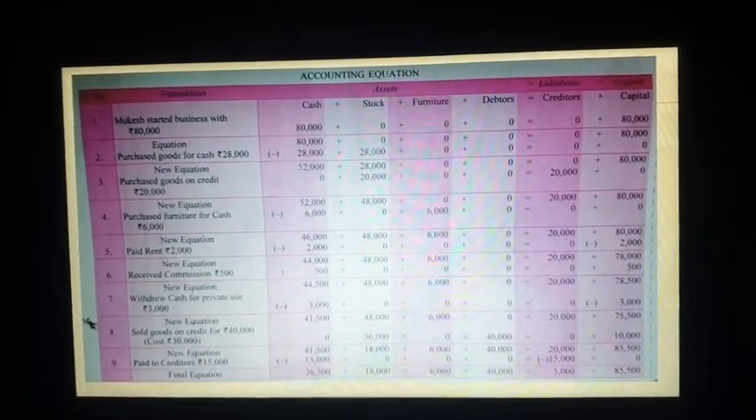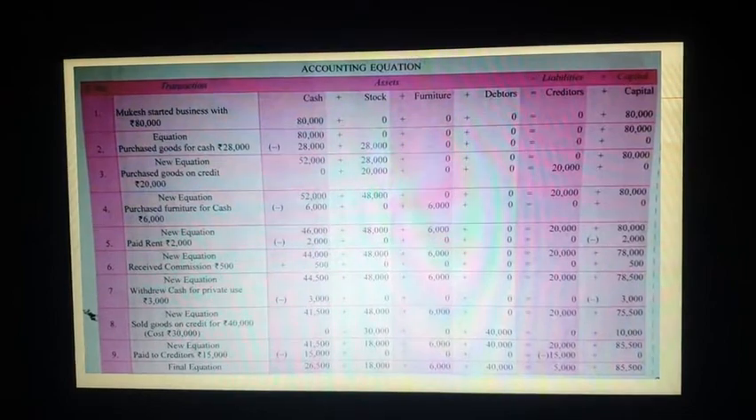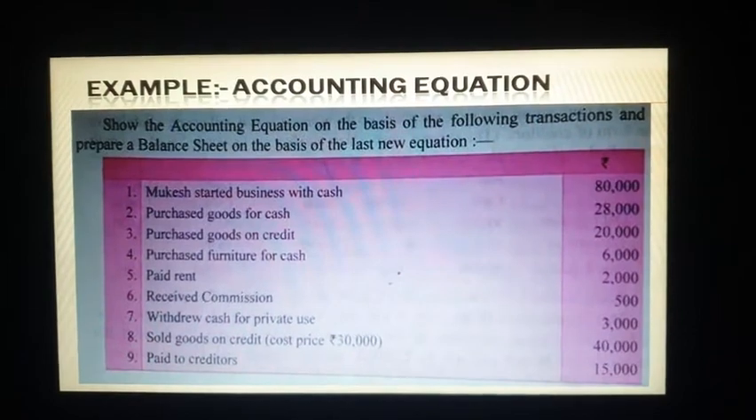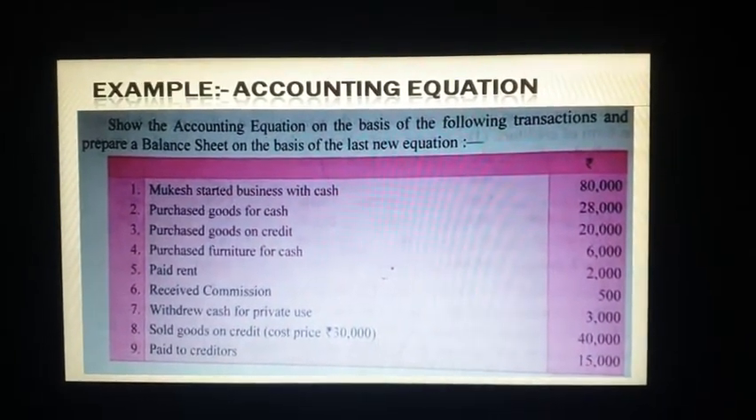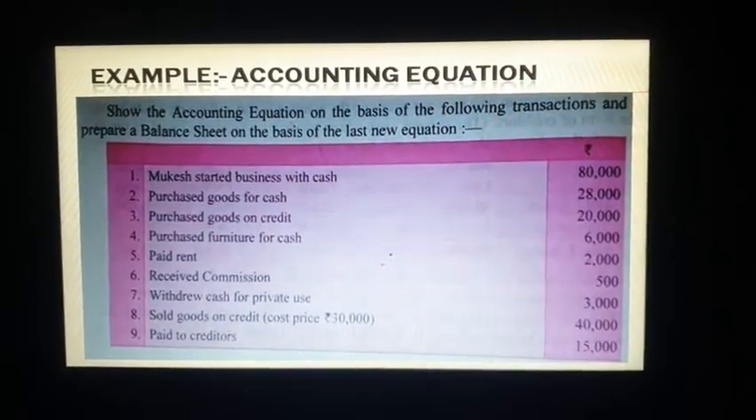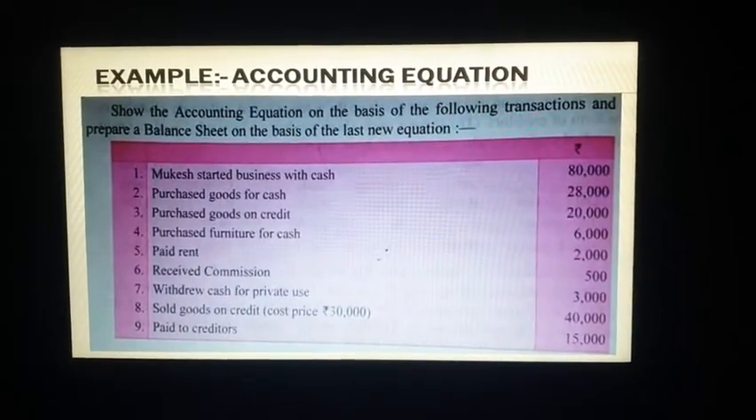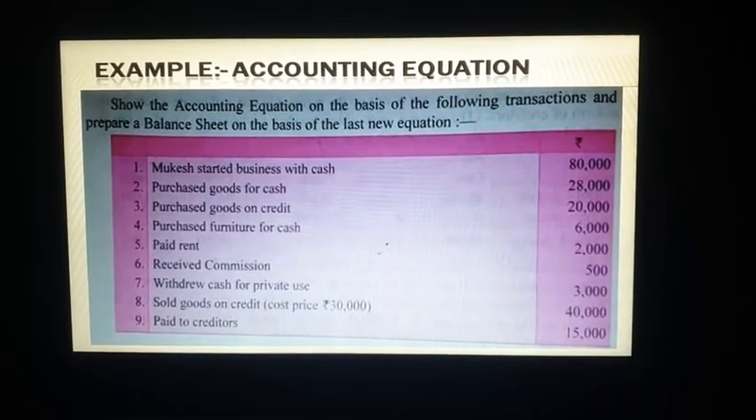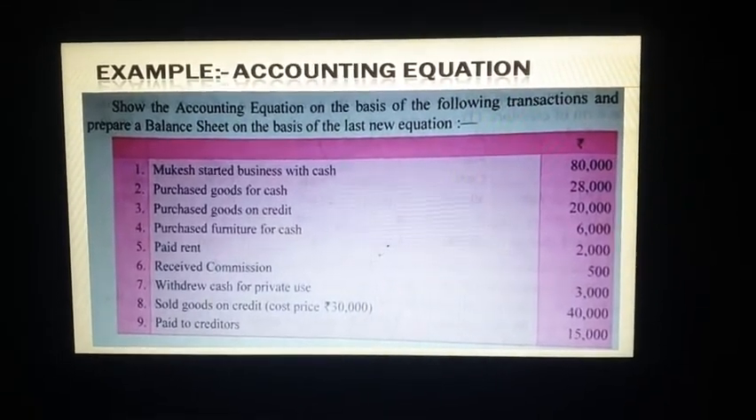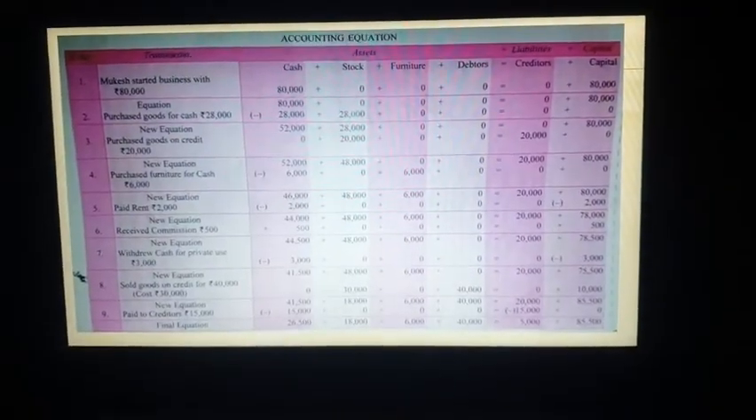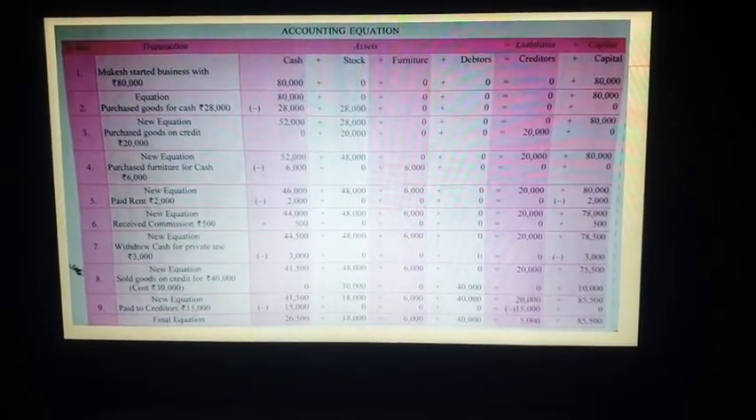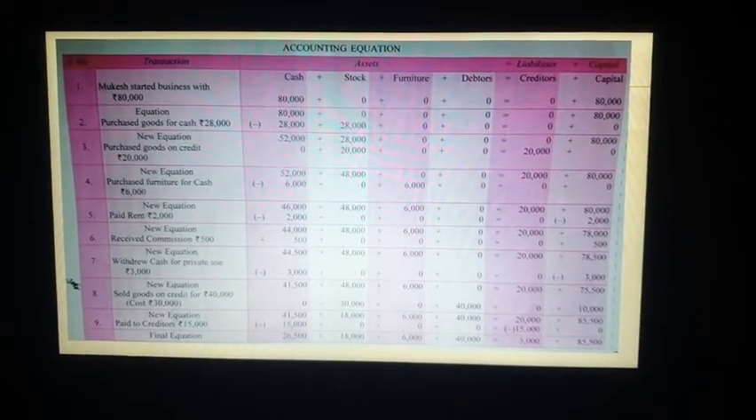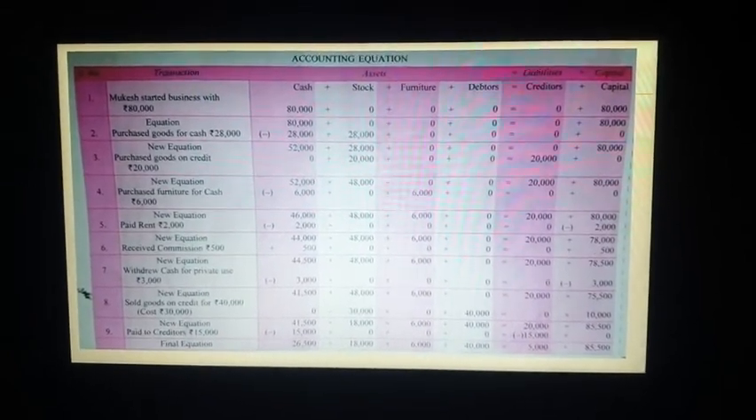Now move to the point number 5. Paid rent. Paid rent means rent is your expense and paid already means that payment is done in cash. So first cash is reduced by 2,000 and rent will reduce the capital because when you paid any expense then it will reduce the capital. So in the fifth transaction there are two impacts. First on cash because paid word is there, so cash is reduced by 2,000 and on the last part, that is capital, is reduced by 2,000.